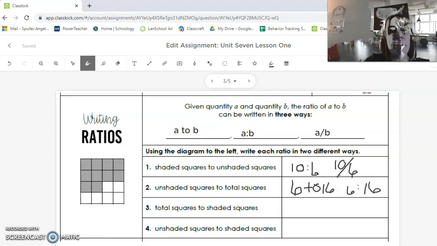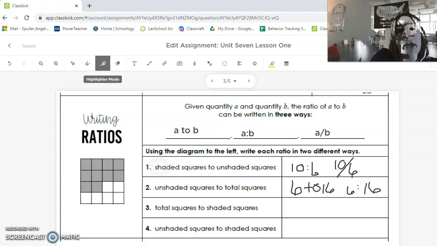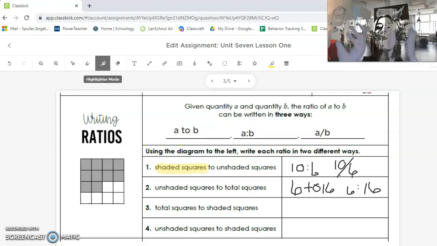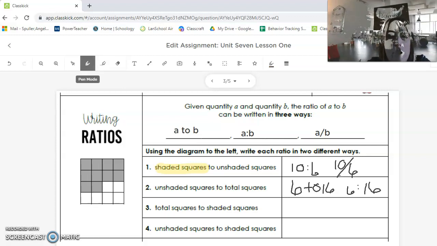Now, here's what I want you to notice. I'm putting the part it calls for first, because I'm comparing the shaded to the unshaded. I can't say 6 to 10 because that would be flipping it. That would be comparing unshaded to shaded. So always start with what it's asking first, that number first.